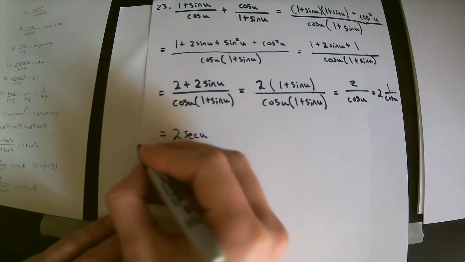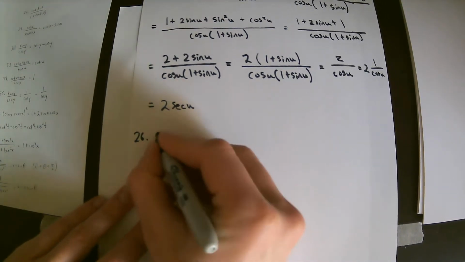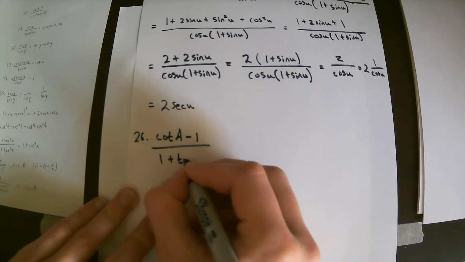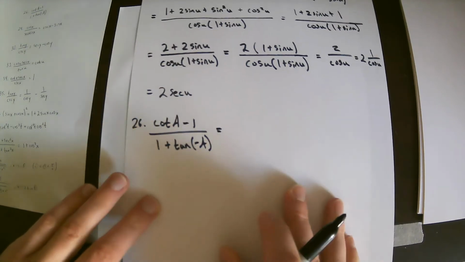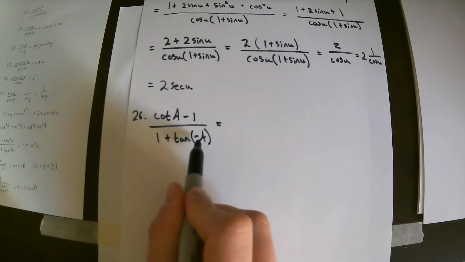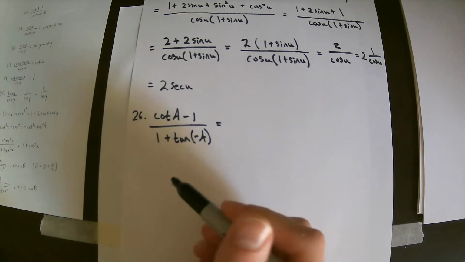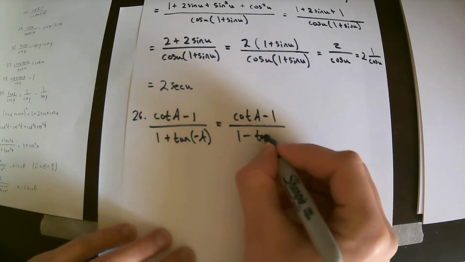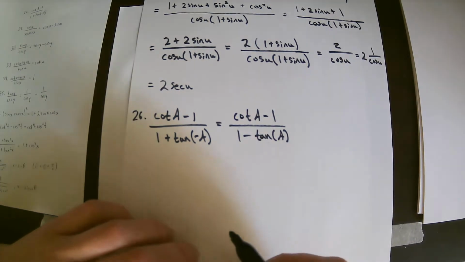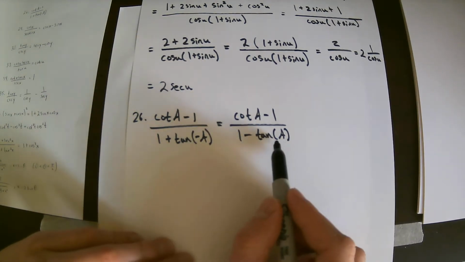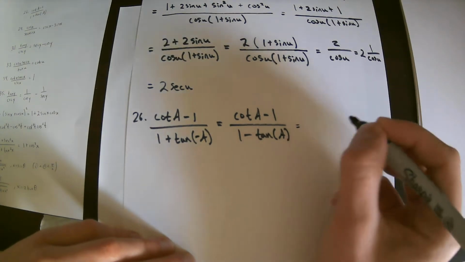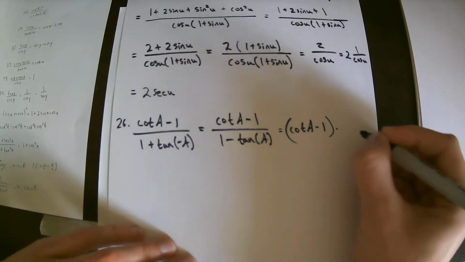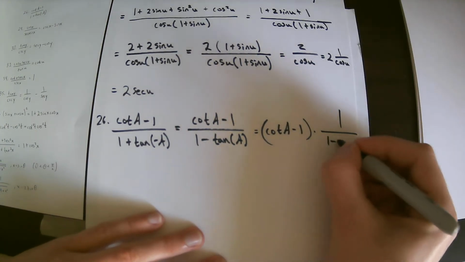Next one is 26. This looks like another interesting one. Cotangent of a minus 1 over 1 plus tangent of negative a. Okay, so first thing I'm seeing is this negative a in there. But I remember that tangent is an odd function, so I can have cotangent of a minus 1 over 1 minus tangent of a. I guess I don't need the parentheses now, that minus sign coming out of the tangent. And then I'm going to write this as cotangent of a minus 1 times 1 over 1 minus tangent of a.